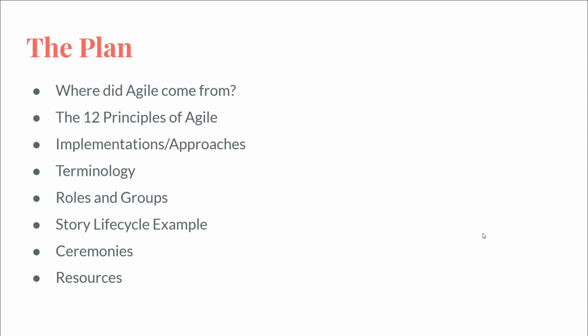Here's the plan tonight. We're going to go over Agile, where it came from, the 12 principles of Agile, which we'll go over pretty quickly, a few different implementations and approaches of how to actually apply these ideas, the principles. We'll talk a lot about terminology, so you guys won't be blindsided by anything like that. The different roles in groups and organizations, story life cycles, and go over an example of what that looks like from one approach, and then talk about the different ceremonies in Agile, and then some resources. So let's get started. Where did this thing come from?